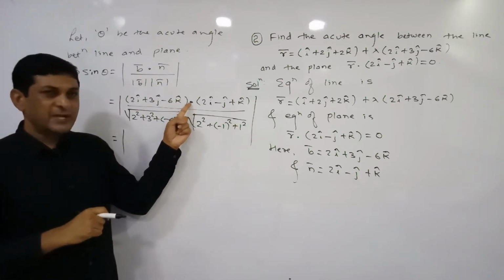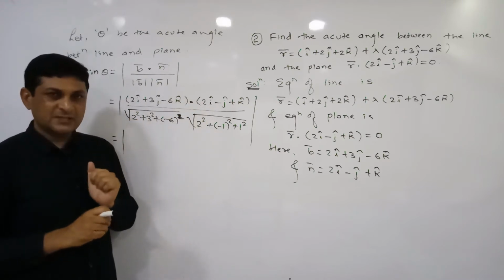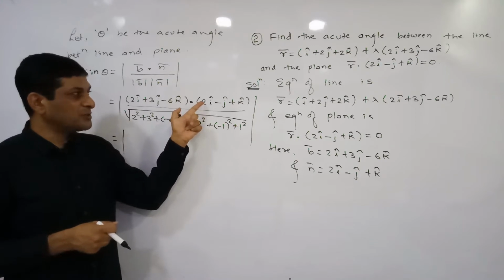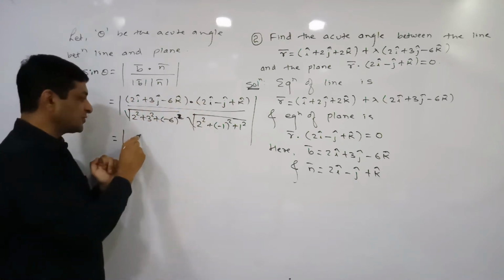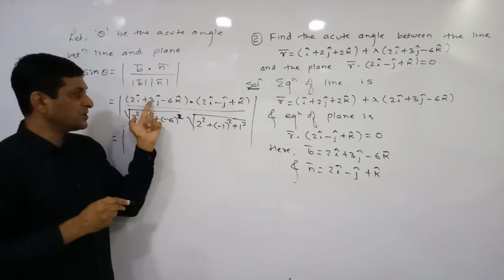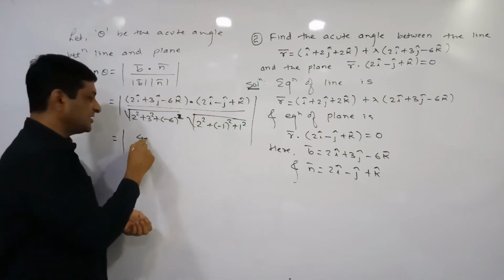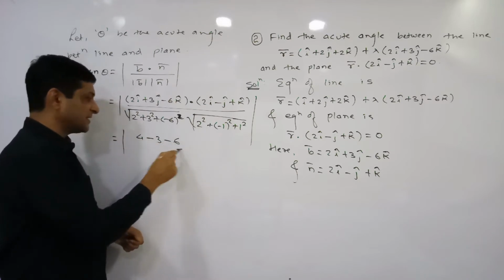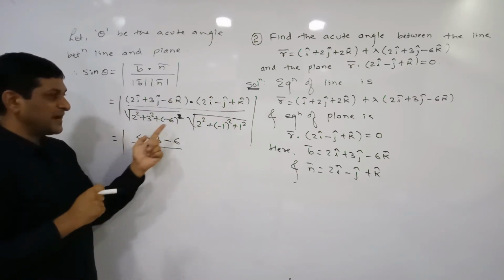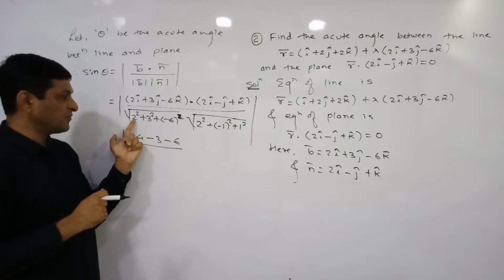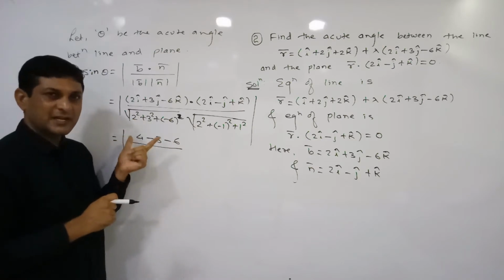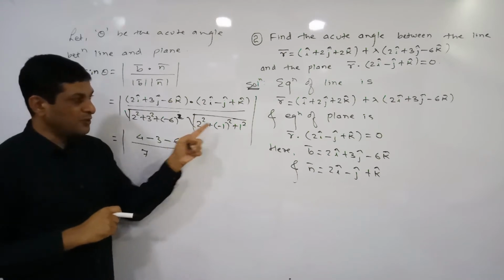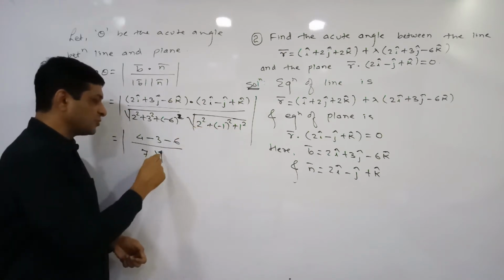In the numerator, we are taking the dot product of these two vectors. As they stand, they are in the Cartesian form. So first take the product of coefficients of i cap, that is 2 into 2 is 4. Then for j cap, 3 into minus 1 is minus 3. And minus 6 into 1 is minus 6. In the denominator, let us simplify it. Here we will get 36 plus 4, 40, 40 plus 9 is 49. And what is under root 49? 7. And here 4 plus 1 gives root 6.